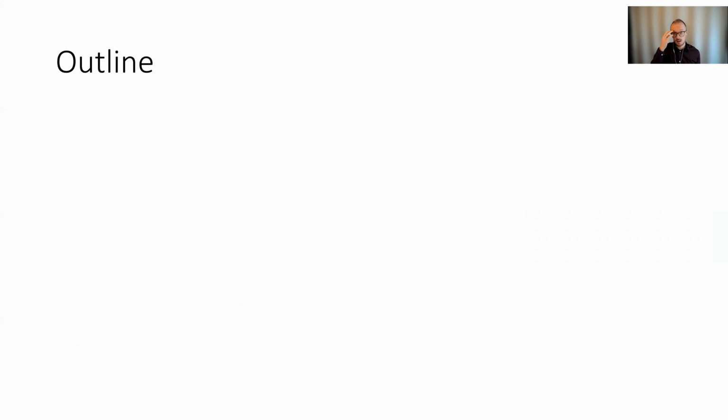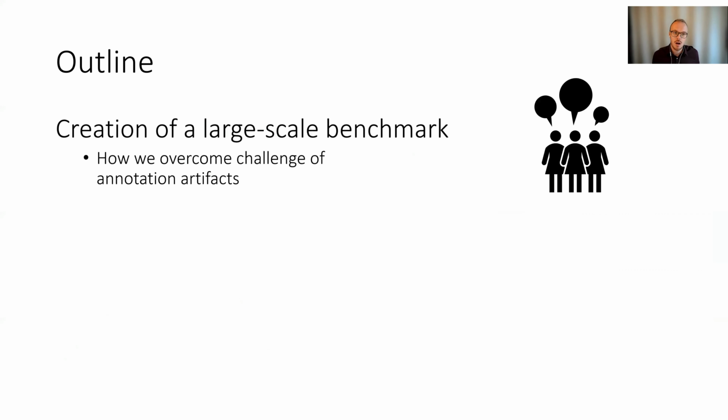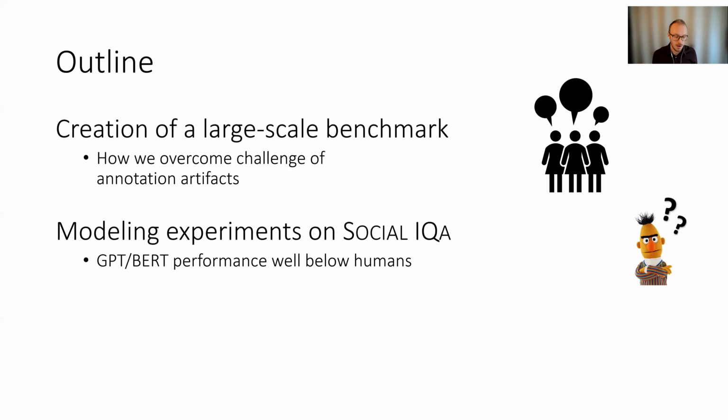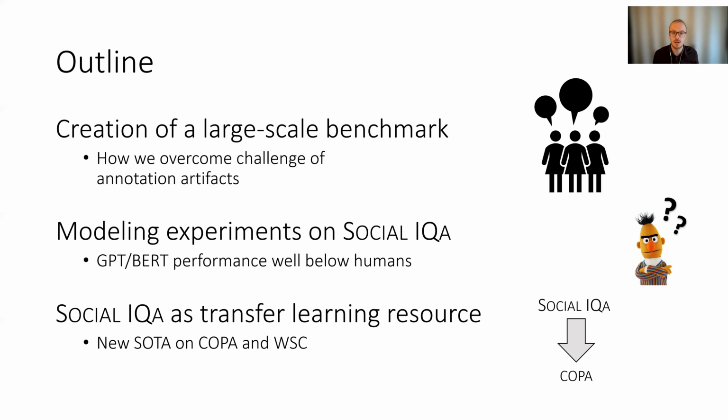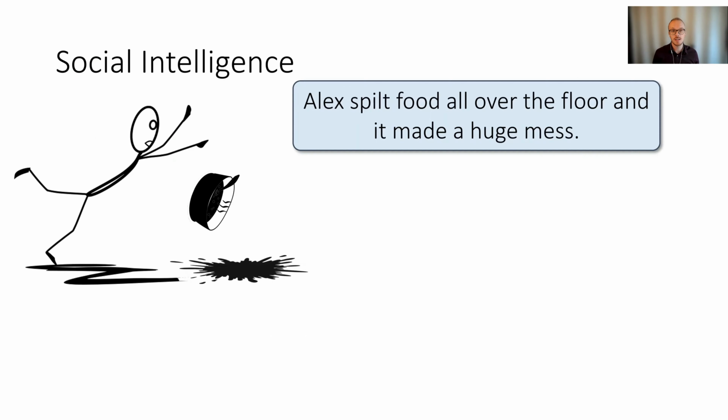In the rest of this talk, I'm going to spend most of the time talking about how we created this large-scale benchmark, specifically focusing on how we can mitigate the challenge of annotation artifacts that we all know plague some of the benchmarks out there. Then I'm going to show some modeling experiments on SocialIQA, showing how BERT and even GPT-3 struggle to do well on this task. And finally, I'll quickly highlight that SocialIQA can also be used as a transfer learning resource if you want to do other types of reasoning afterwards.